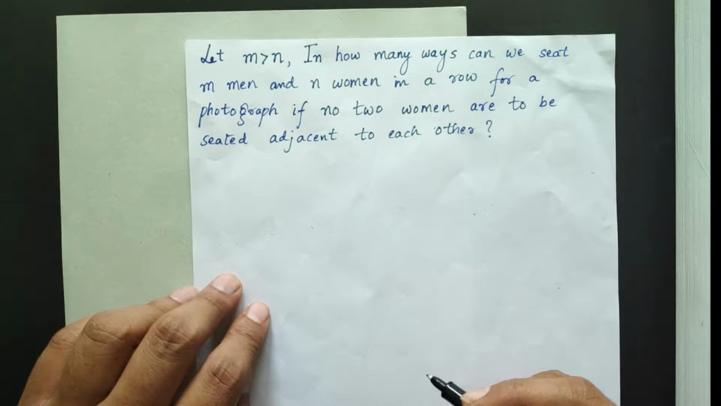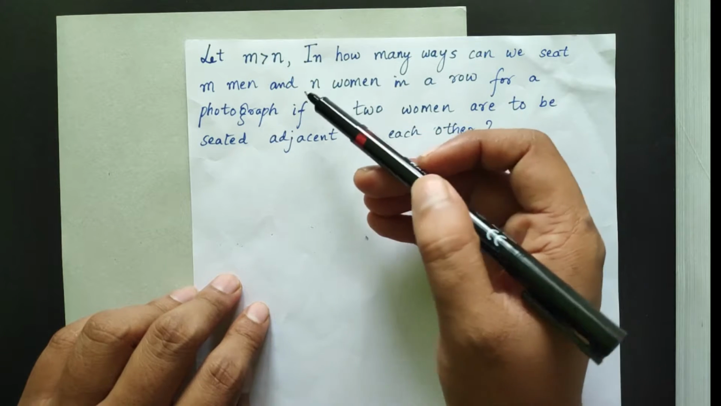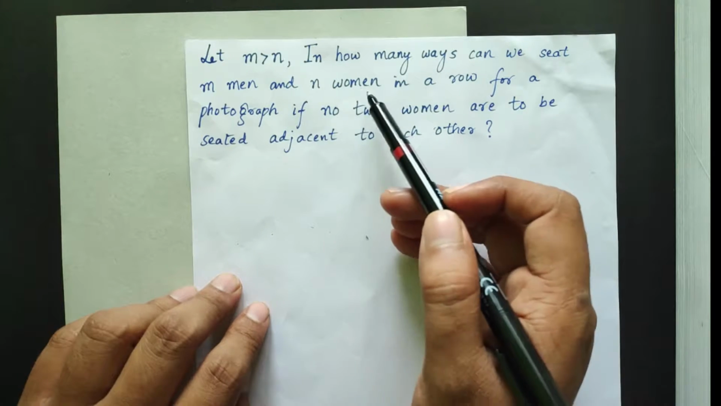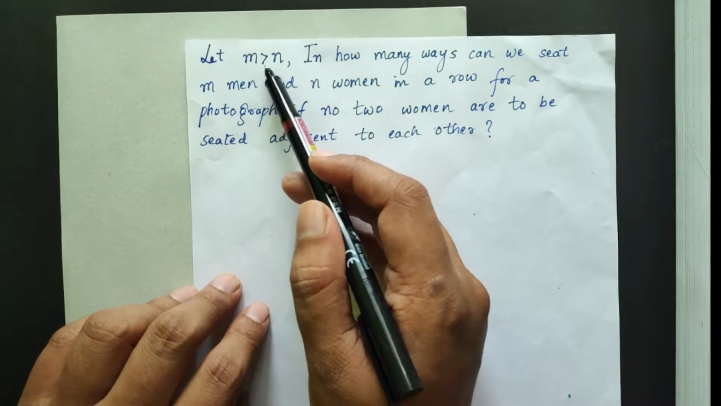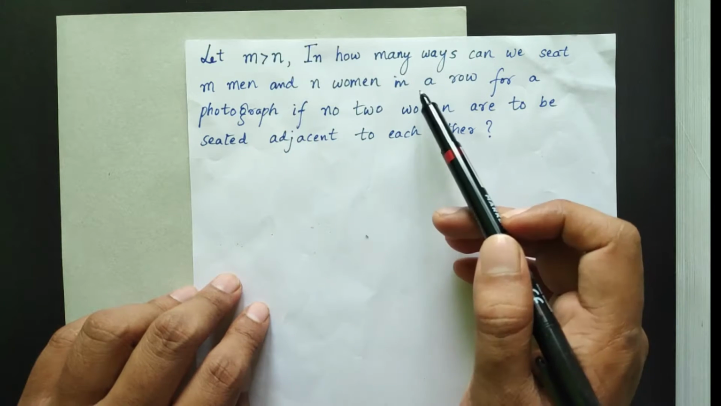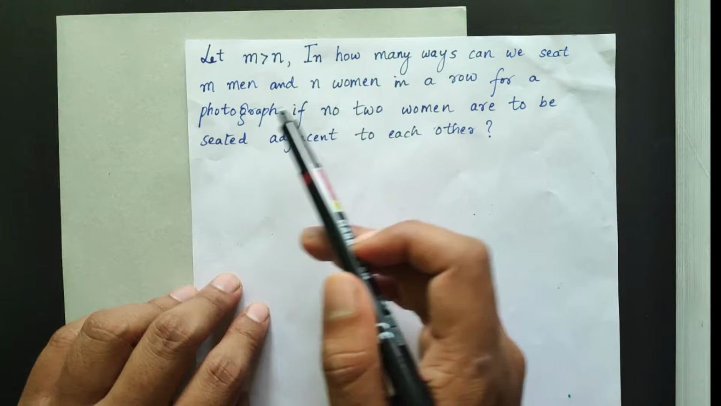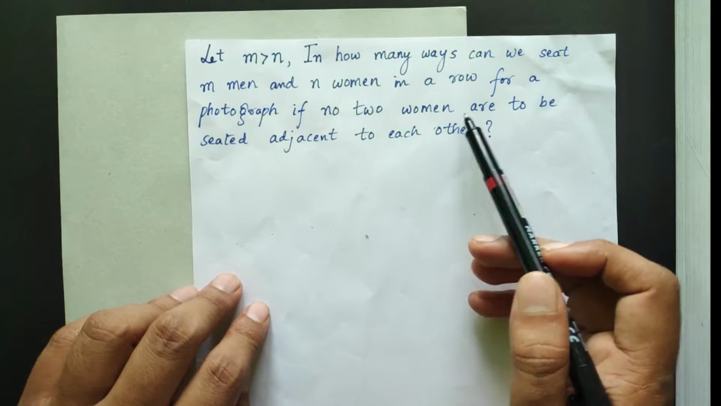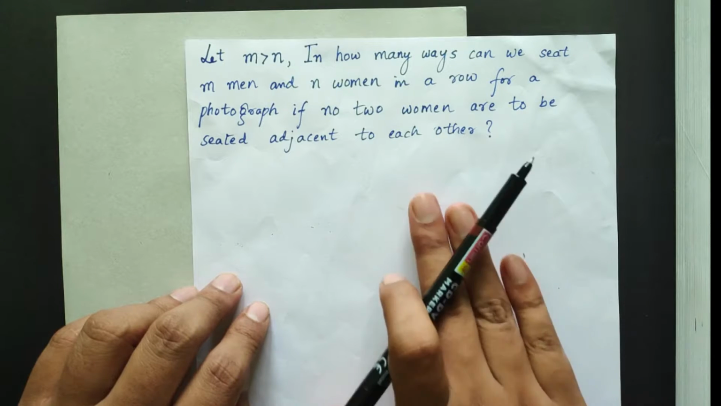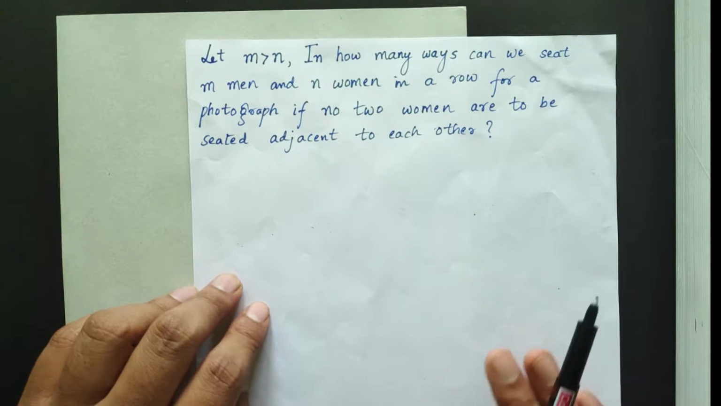Let us solve a problem on permutation and combination today. So the question is, in how many ways can we seat m men and n women, where the condition is that the number of men is more than the number of women, in a row for a photograph if no two women are to be seated adjacent to each other? I hope you have understood the problem.